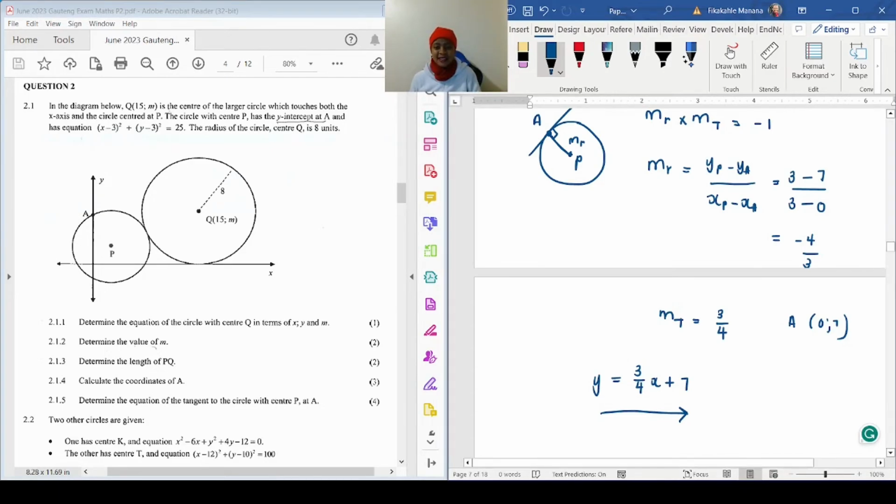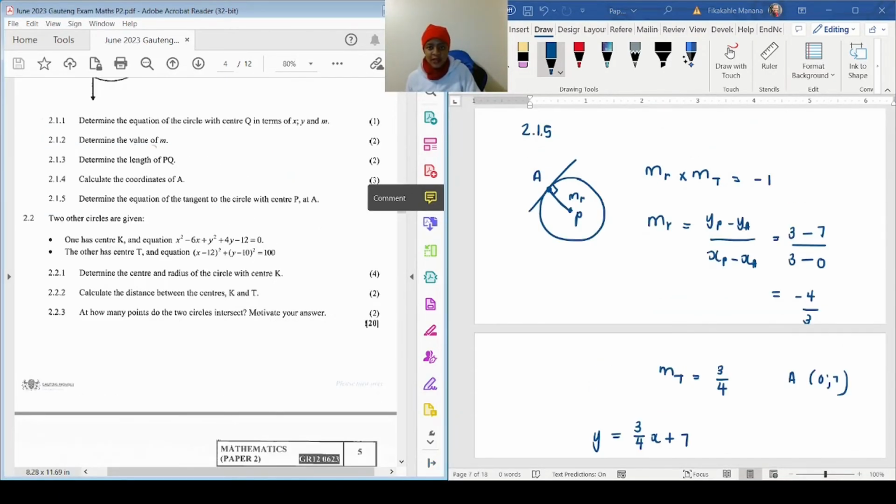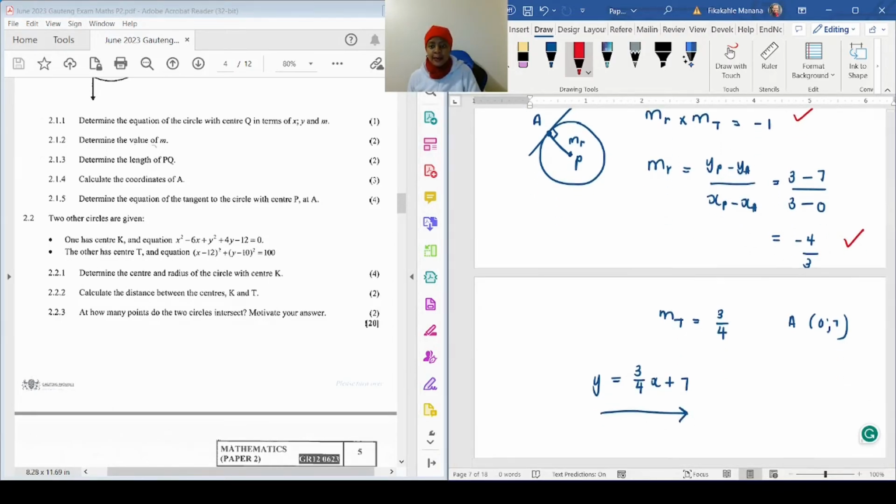And that's it. Before we move on, let's just allocate the marks. So this was 4 marks. I think one thing is to recognize that the radius is perpendicular to the tangent. Therefore, the product of the gradients will be equal to -1. Then getting the gradient of your radius, getting the gradient of your tangent, and finally getting your equation.